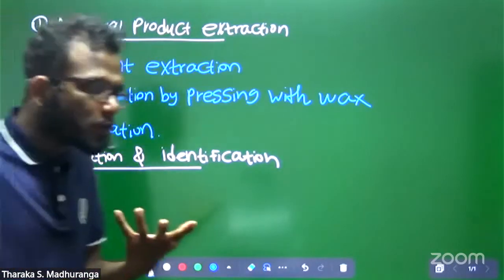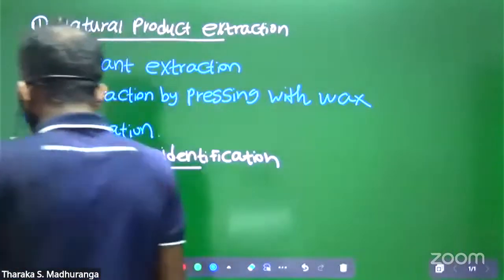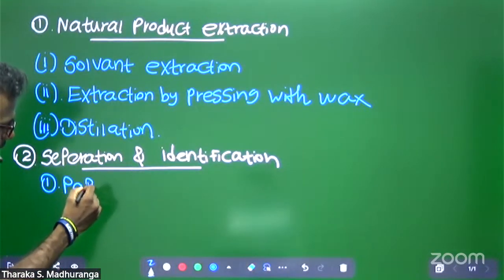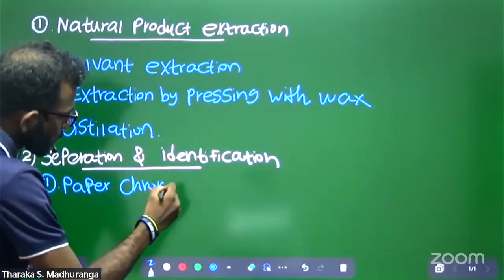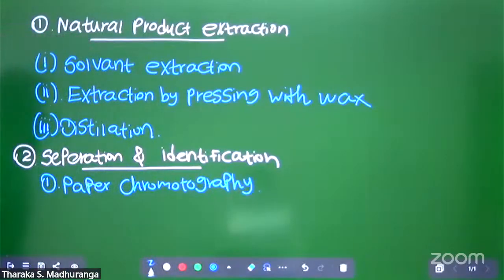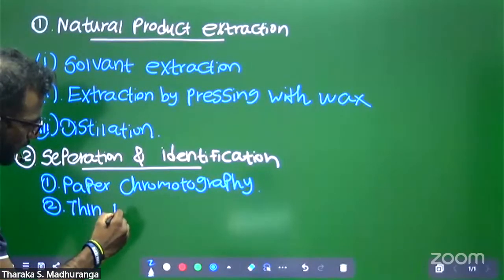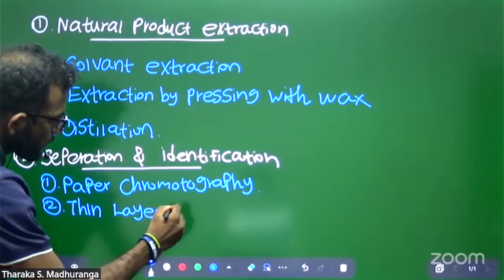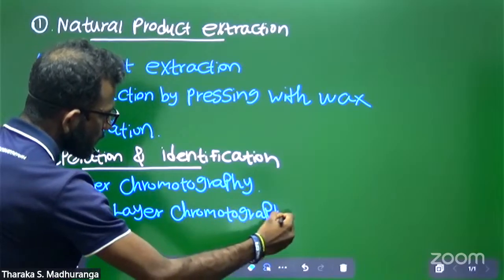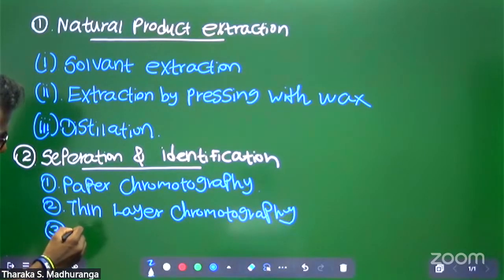What are the separation and identification methods? We mainly use chromatography. Today we're going to start chromatography. Therefore, keep attention. The first chromatography method is paper chromatography. The second chromatography method is thin layer chromatography, TLC. Okay, the final chromatography type is column chromatography.